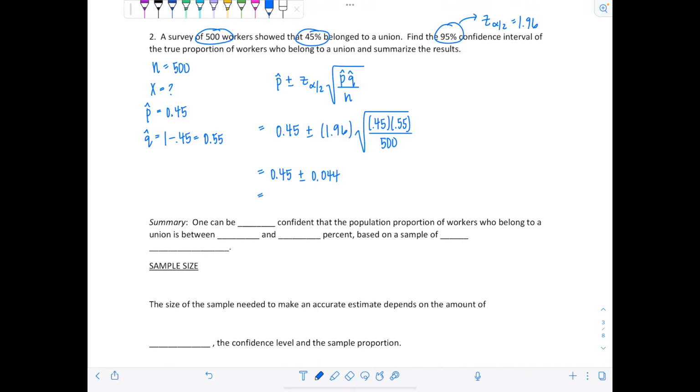And lower limit should be 0.406 and upper limit 0.494. There's our confidence interval.